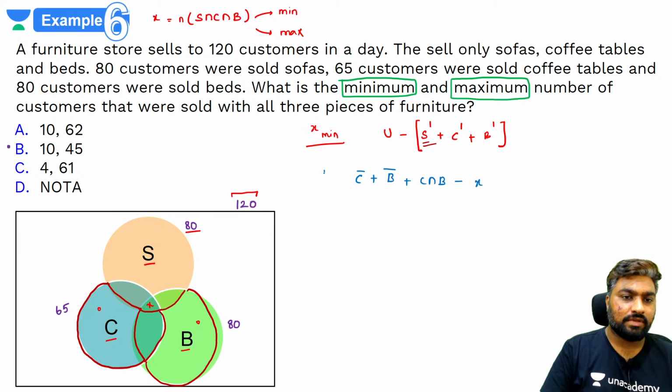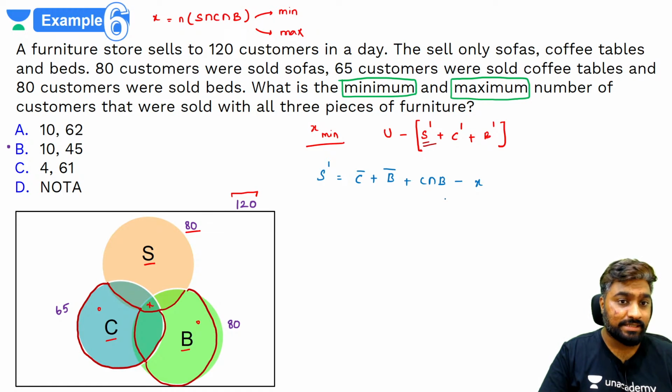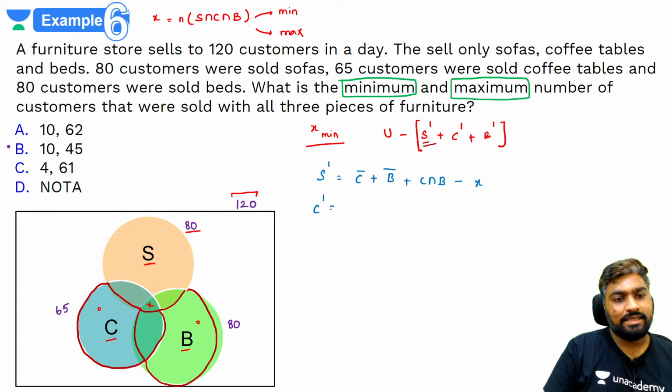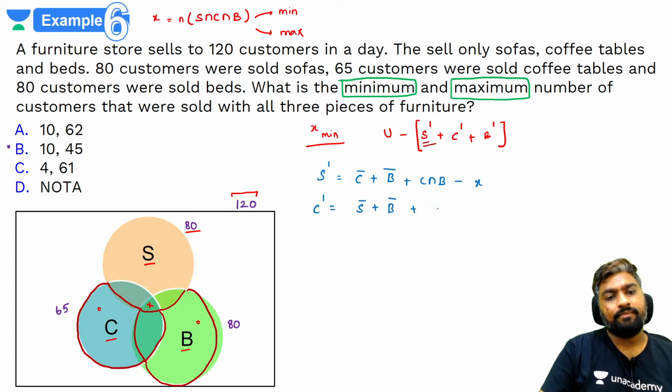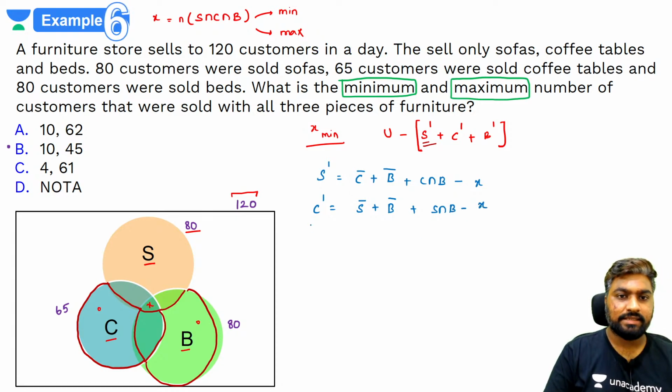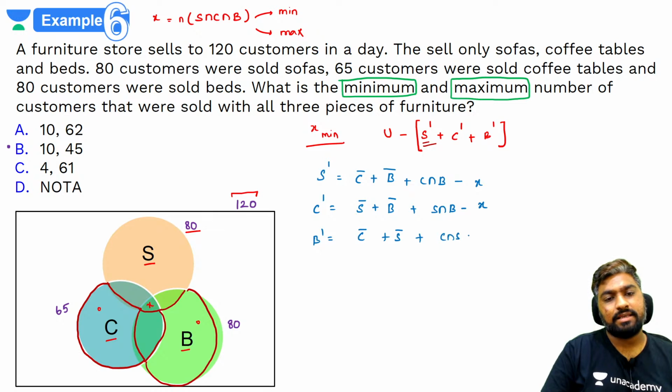S dash will contain what terms? People who buy only coffee tables plus people who buy only beds plus people who buy both coffee tables and beds, but people who buy all the three will be removed. Same way if we go for C dash. C dash will be what? Only S, only B, intersection of S and B, and X will be removed from it. Same way B dash will contain what? Only C, only S, intersection of C and S minus X.